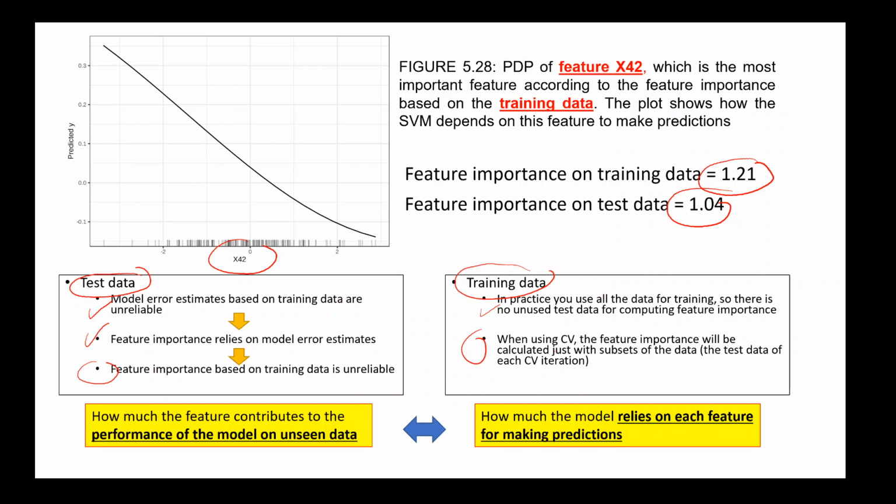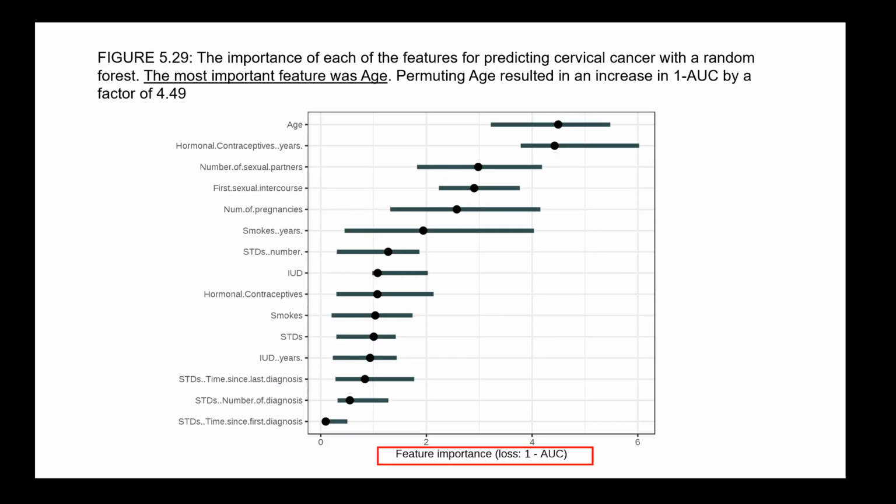of the cross-validation process. In my opinion, the data that should be used is the test data, because the main point of a machine learning algorithm is to generate models that are able to generalize on unseen data. However, as the author also notes, it depends how you want to interpret the results of the feature importance measure. If you want to measure how much the feature contributes to the performance of the model on unseen data, then use test data. However, if you want to measure how much the model relies on each feature for making prediction, then use training data.